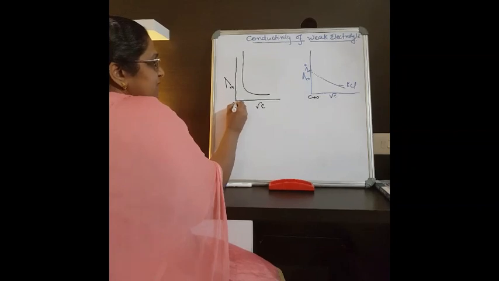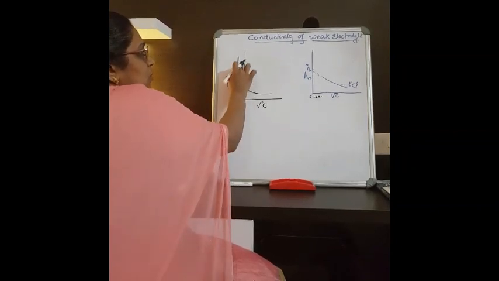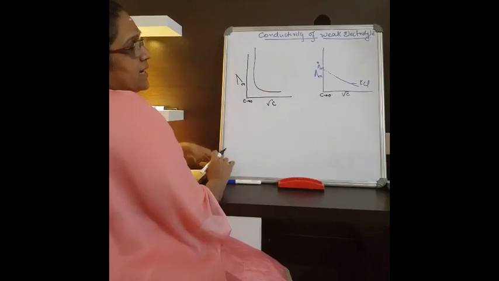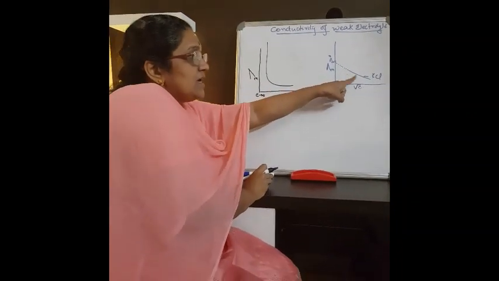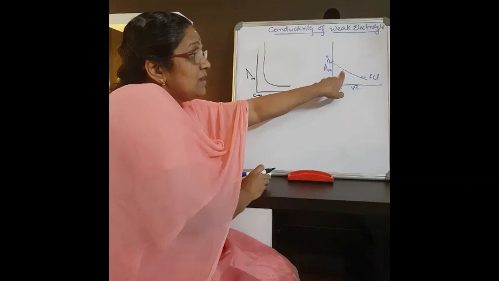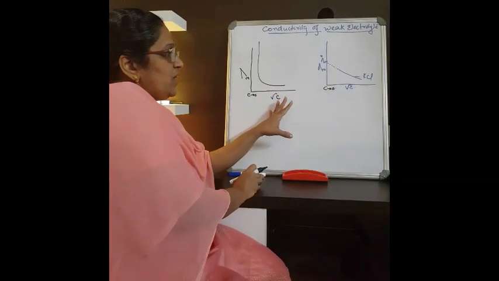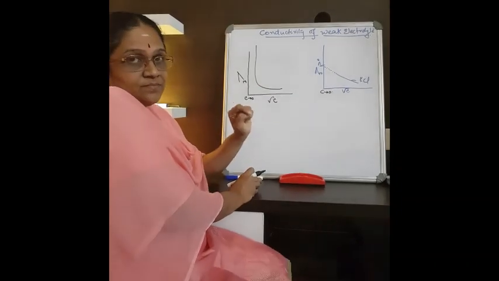Or I can say if C tends to 0, what happens? There is a sharp increase in the molar conductivity, and see here there is only a slight increase in the conductivity in the case of a strong electrolyte. Now we have to see the reason for this.